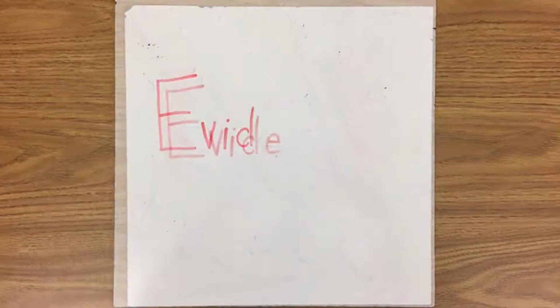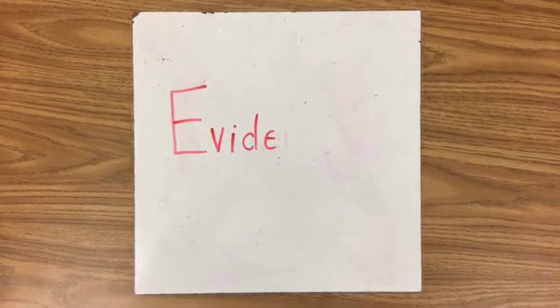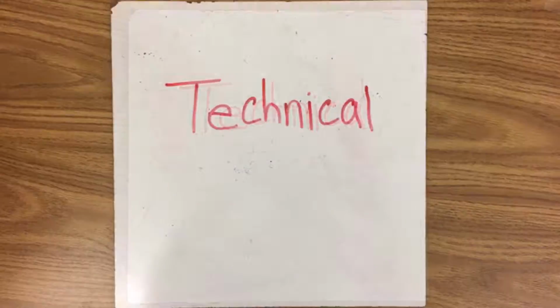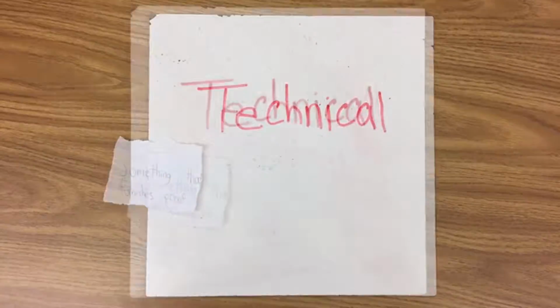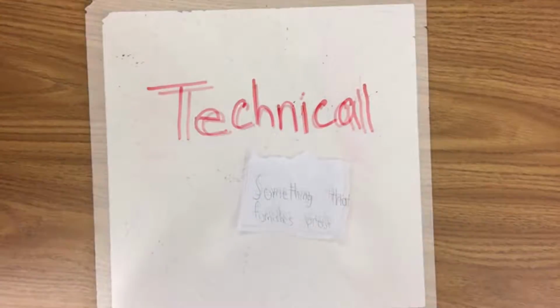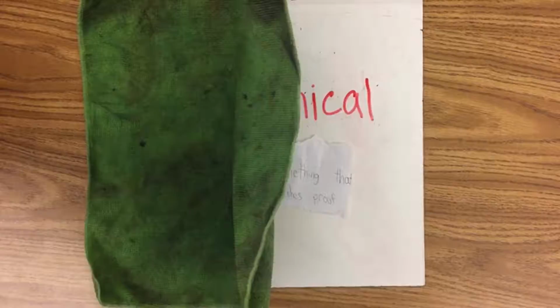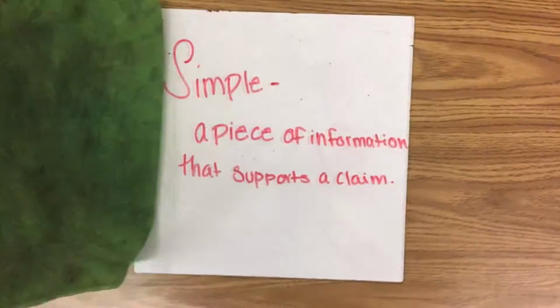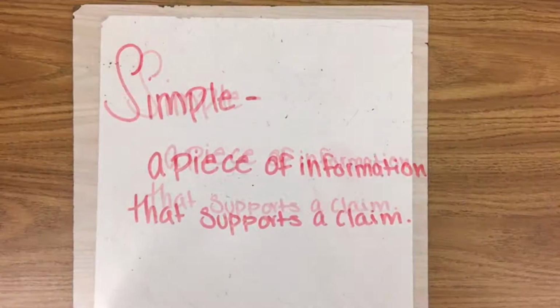This is our presentation about evidence. So looking at the word evidence, the technical definition is something that furnishes proof. But an easier way to understand that is to think of evidence as a piece of information that supports a claim.